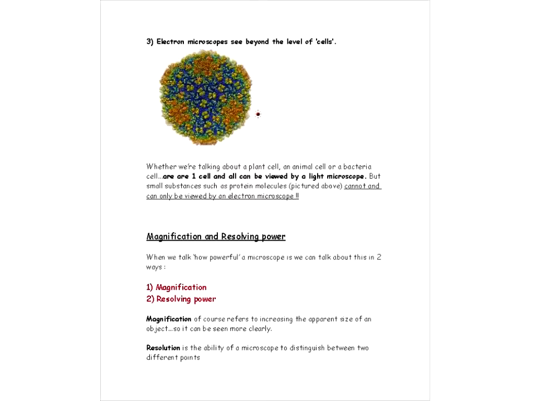All right, now when we talk about how powerful a microscope is, we can talk about this power in two different ways. We can talk about its magnification, and we can talk about its resolving power. The magnification, as the name suggests, refers to how much the apparent size of an object has been increased, so you're able to see it more clearly. Resolution, on the other hand, is the ability of a microscope to distinguish between two different points.